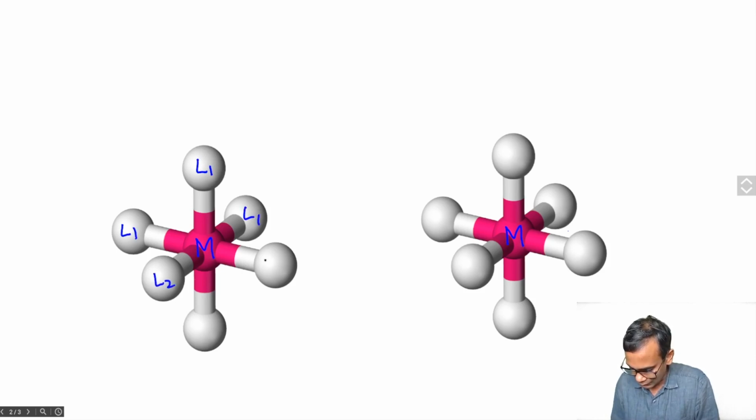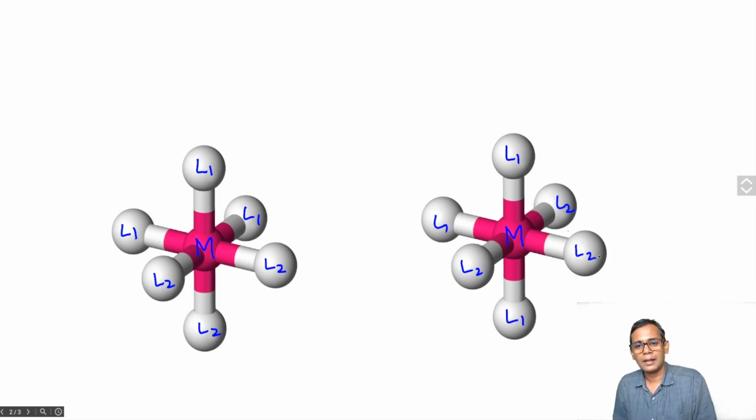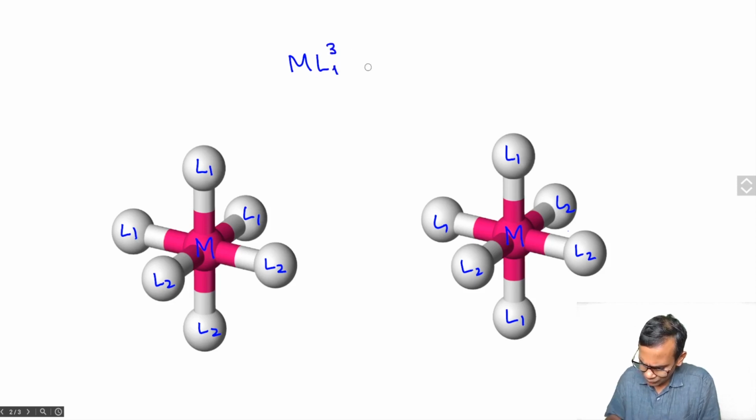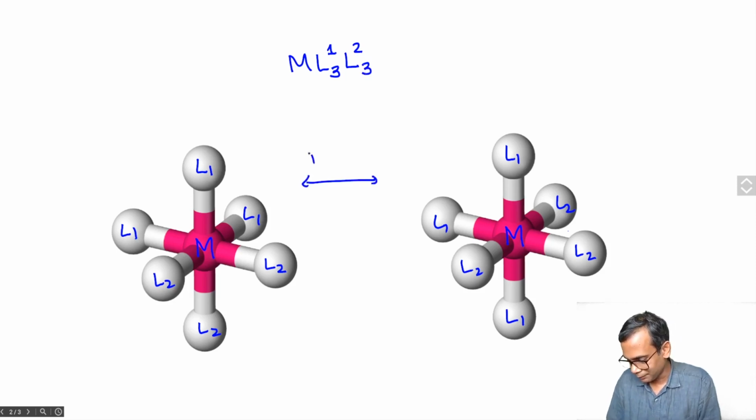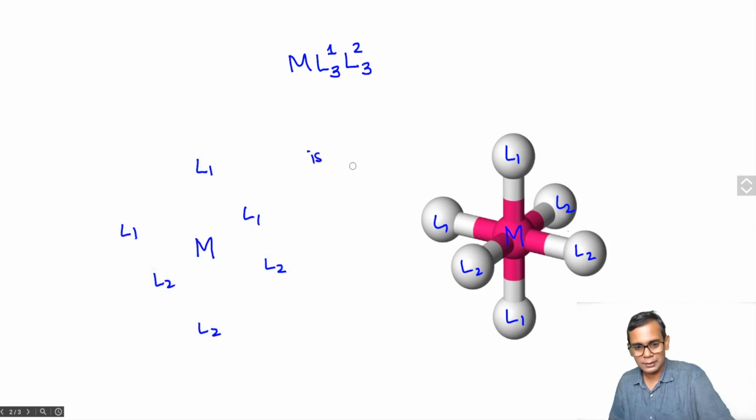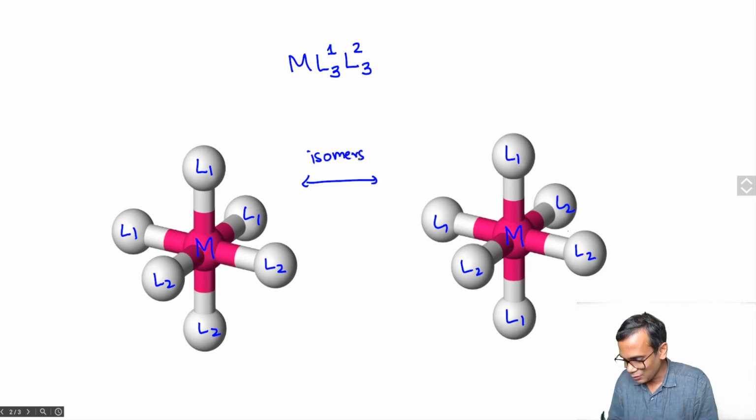For example, I could put all the L1s here, all the L2s here, or I could put L1, L1, L2, L2, L1, L2. Now these two molecules have the same chemical composition in terms of formula. They are ML1 cubed L2 cubed. In chemistry we always write the multiplicity as a subscript, so I'll call these L superscript 1, L superscript 2. These are both isomers, but they will have different chemical properties, because no matter how you take the isomer on the left and try to rotate it, you will not be able to get the isomer on the right.